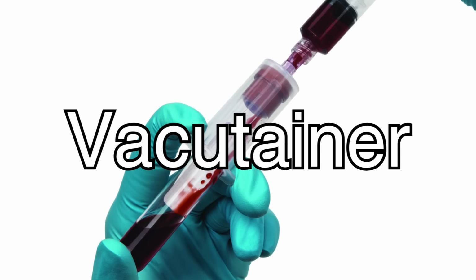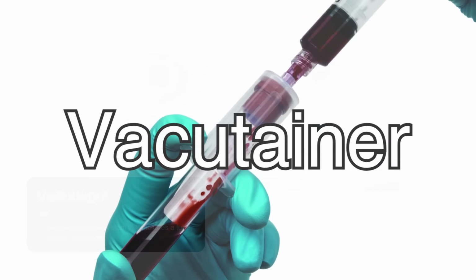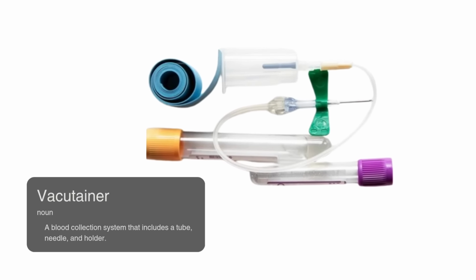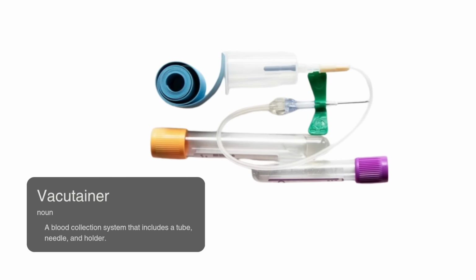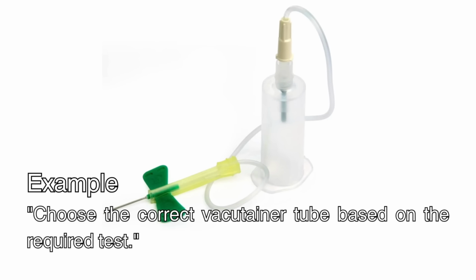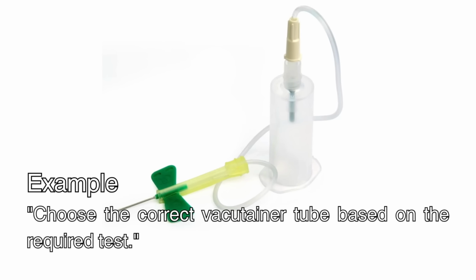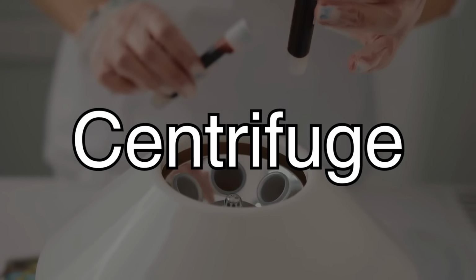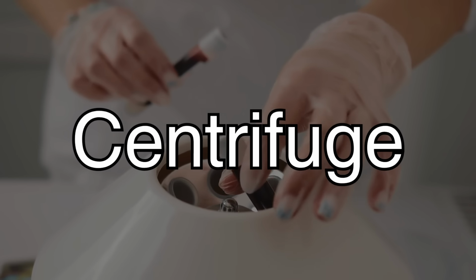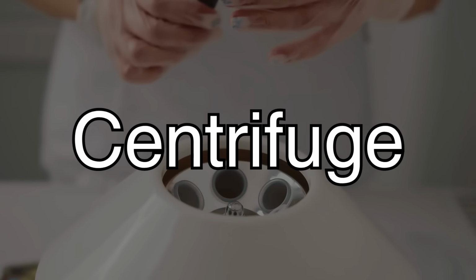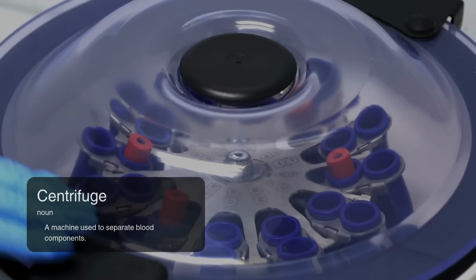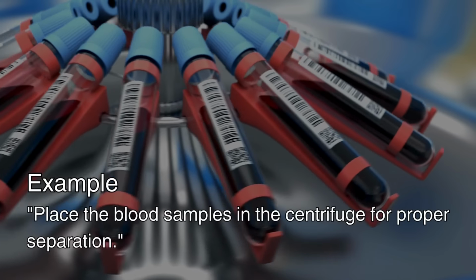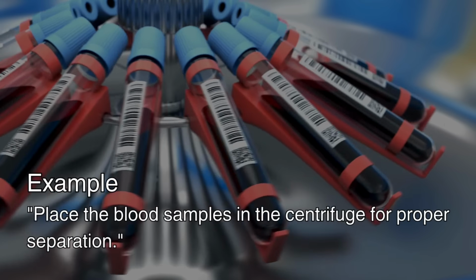Vacutainer. A vacutainer is a blood collection system that includes a tube, needle, and holder. Let's have a look at our example. Choose the correct vacutainer tube based on the required test. Centrifuge. This is a machine used to separate blood components. Place the blood samples in the centrifuge for proper separation.